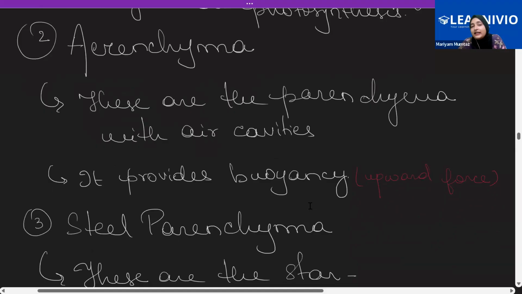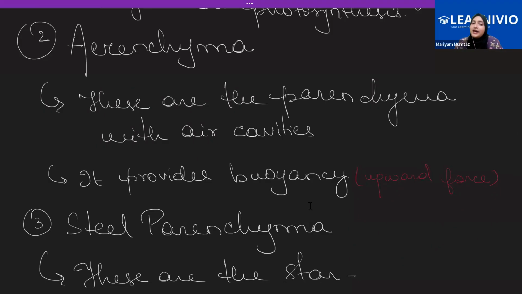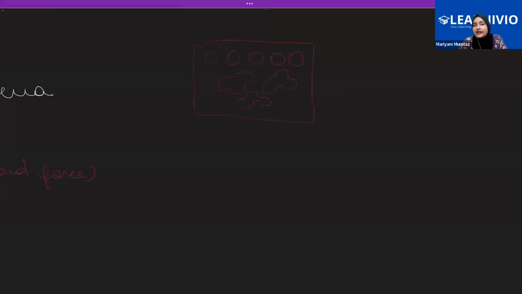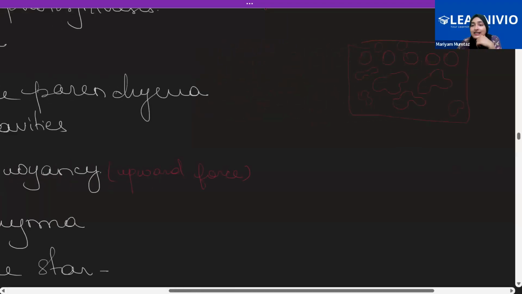Then comes aerenchyma. Aerenchyma are those parenchyma that have air cavities present. Normal cells are present in the parenchyma, and in between there will be air cavities. Now, the question comes along: what would these air cavities do, or why are they present?